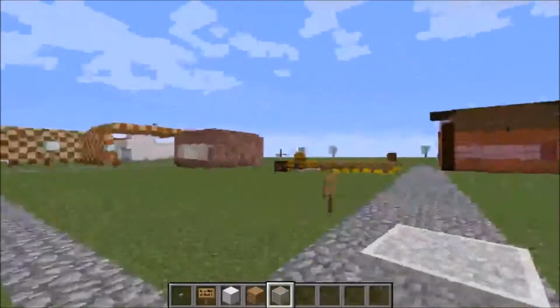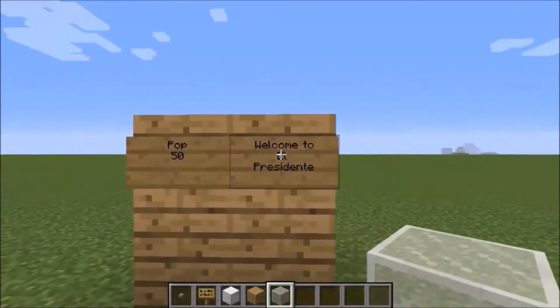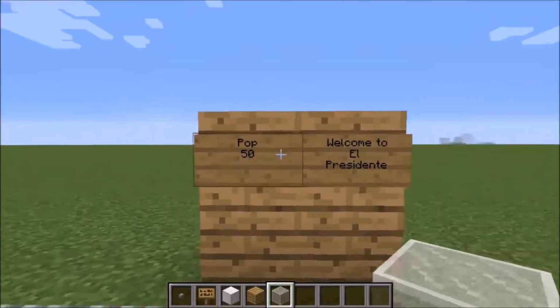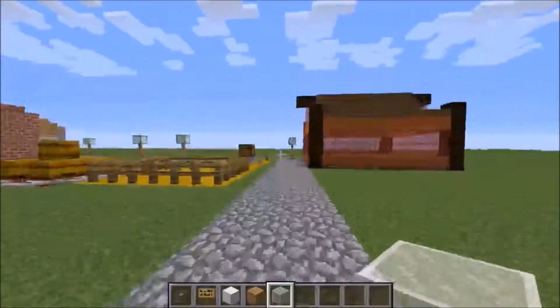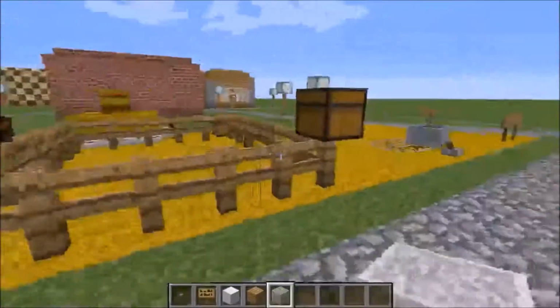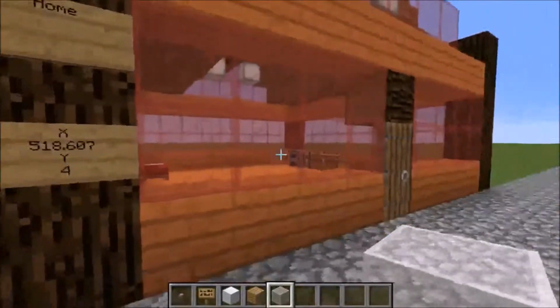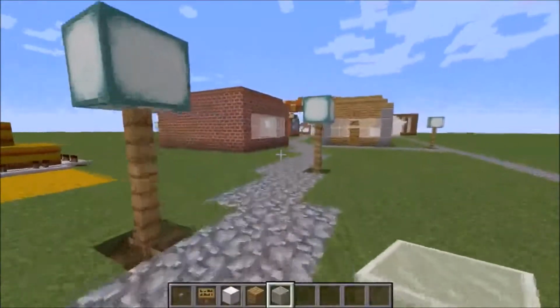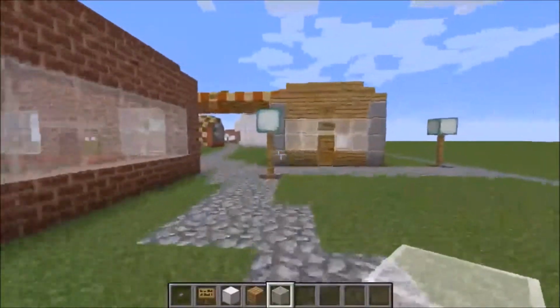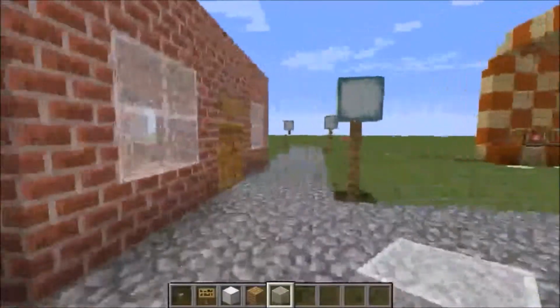Hello, and this is my math project of designing your own city. And the name of my city is El Presidente. The population is 50. And in this, I needed a park, which is this attraction over here. My home, or a house, which is right over there. As well as a general store, which is right over here, Jose's General Market.